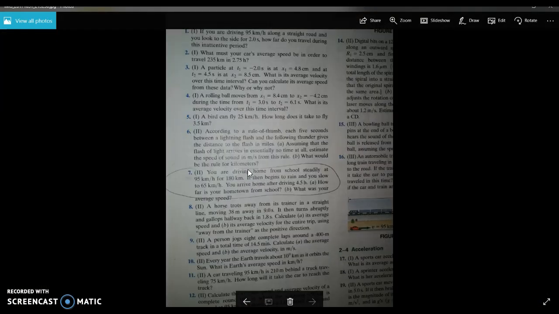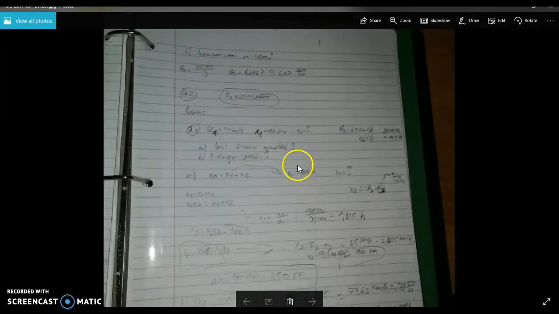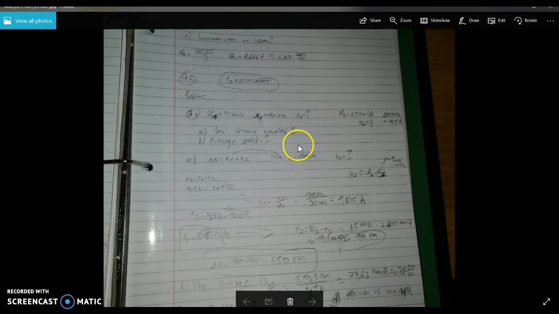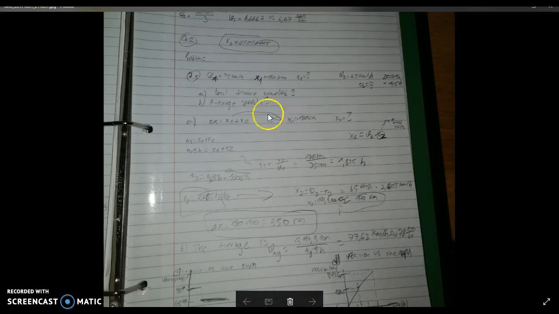Okay. For the second problem, number 7, let me just find it. For this problem, you can pause the video to read the problem. For C and D, I added the drawing of a velocity versus time graph and the position versus time graph. So in this problem, we were given the task of finding the total distance traveled and the average speed.